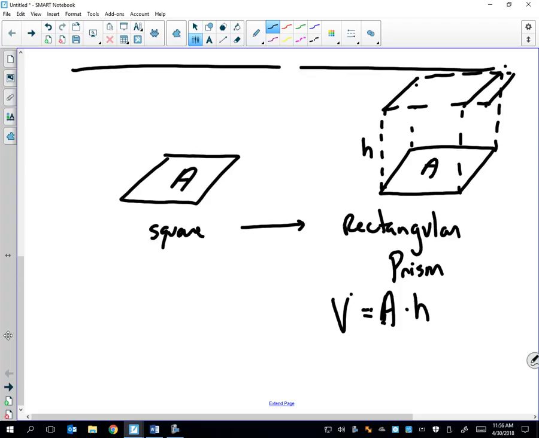Very, very powerful, very, very simple equation right here. And we can get all of our volumes from this till you get to grade 10 when you do cones and pyramids. There's a neat little trick for cones and pyramids. I'll tell you that right now.